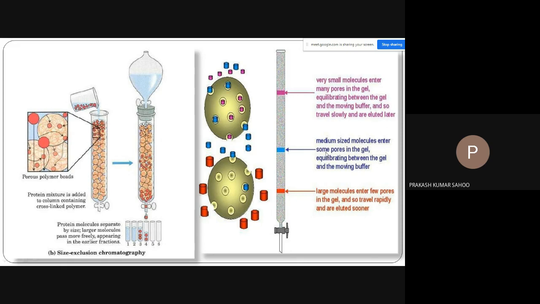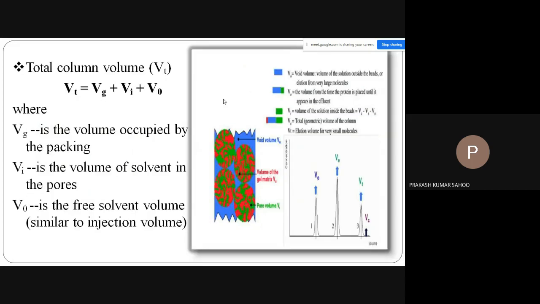Medium-sized molecules enter some pores in the gel, equilibrating between the gel and the moving buffer. Then large molecules enter few pores in the gel, and so travel rapidly and are eluted sooner. So this is the principle: on the basis of their size, they will be entrapped in the gel, and they will be separated according to their particle size or particle dimension.